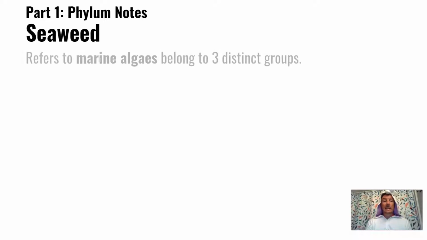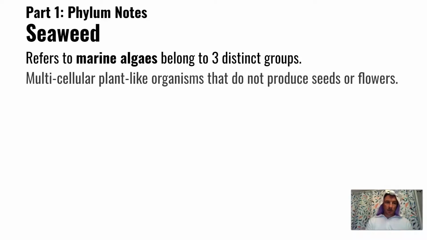Let's jump into some phylum notes on them. So seaweeds, what are seaweeds? The term seaweed refers to marine algae, and marine algae belong to three distinct groups. There are three groups of algae in the world, and what they all share in common is that they're multicellular, so they're bigger than a single cell, right? Single-cell plant-like things exist in the ocean. Those are phytoplankton, and we're going to talk about those in the lecture part this week. But these are multicellular. They're big. They're made of more than one cell, so you can see them and pick them up.